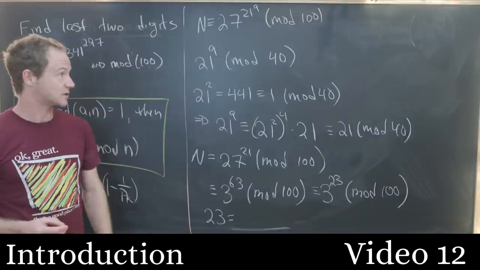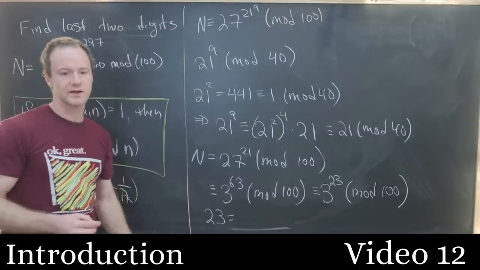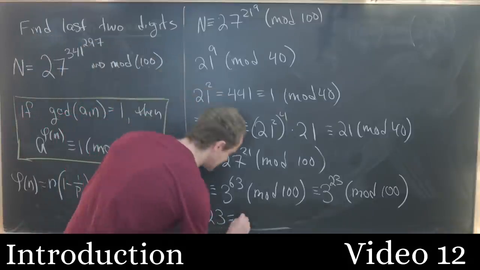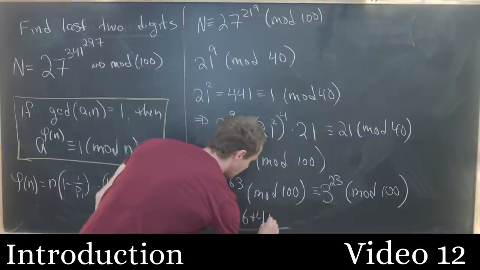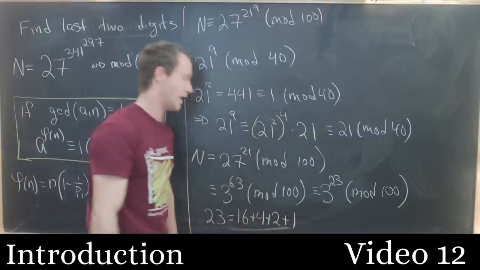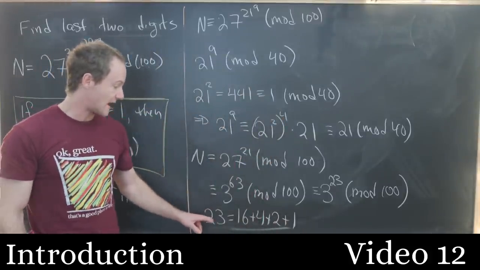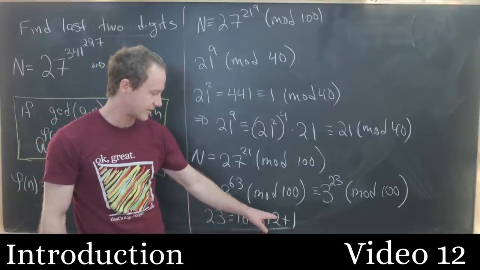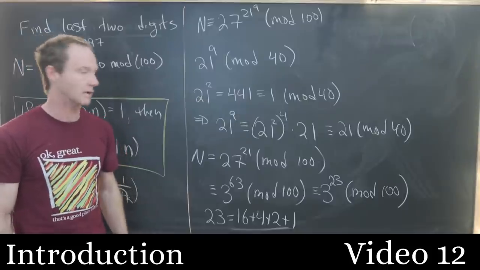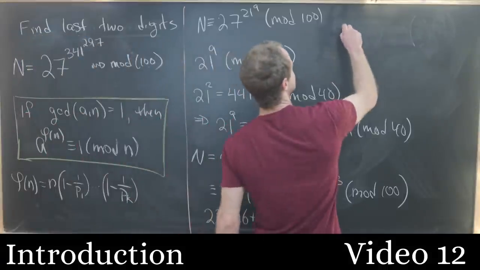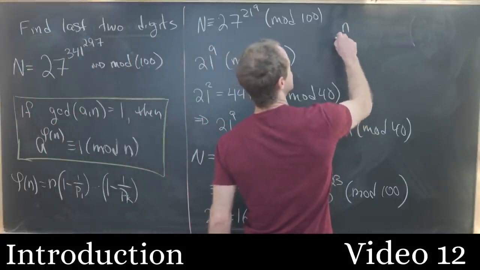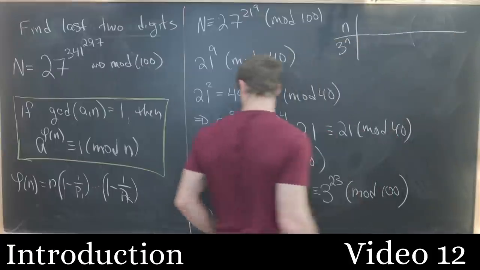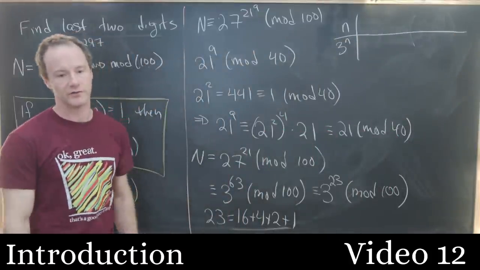Nice. Now from here, we would maybe notice that 23 has the following binary expansion, and then we could use successive squaring. So 23 is equal to 16 plus 4 plus 2 plus 1. And then by successive squaring, we can calculate 3 to the 16, 3 to the 4, 3 to the 2, and 3 to the 1 pretty quickly. So let's do that. We'll say this is n, and then this is 3 to the n, keeping in mind that this is happening all mod 100.